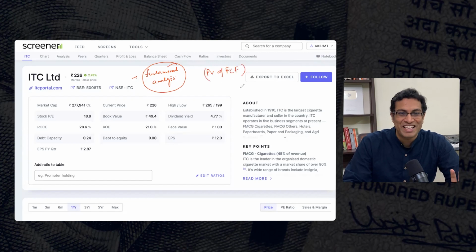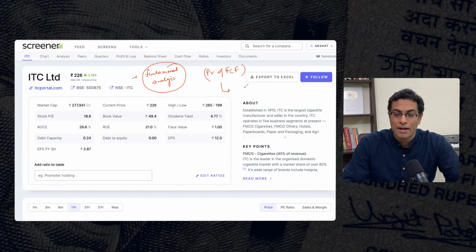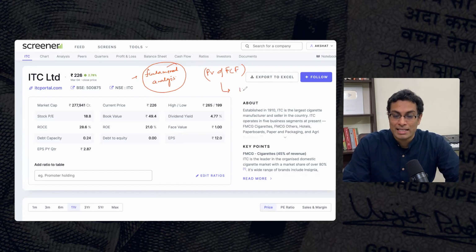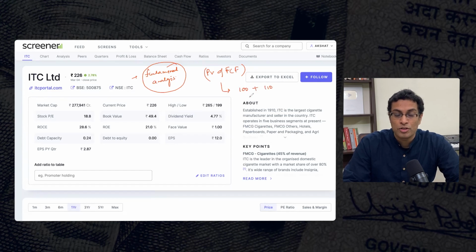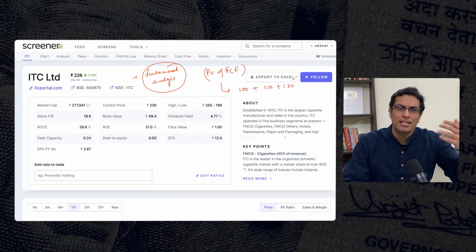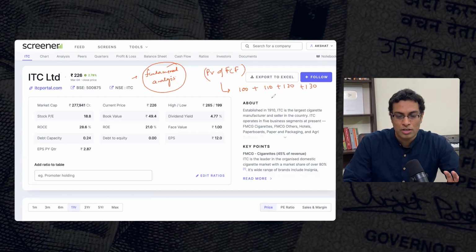Now, this is a complex finance topic, so let me explain it in very easy to understand language. For example, let's imagine that ITC this year is going to generate 100 crores. Next year, it is going to generate 110 crores. And these are the expectations. The year after that, it's 120 crores, then 130 crores, and so on and so forth.